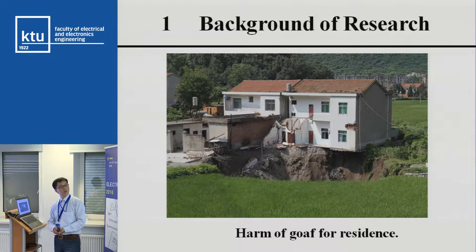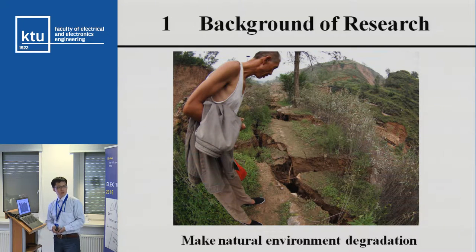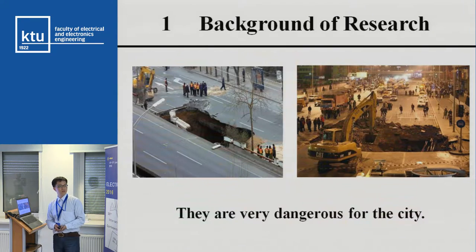So this is for the countryside, and this is the house of a resident. In this case, it's very dangerous for their lives. Sometimes a village located over a coal mine is so dangerous that people cannot live there, so it becomes empty. And also, the Goaf causes natural environment degradation. In this case, the farmer cannot grow plants in the farmland. It's very, very serious for them. So this is in the city. The Goaf is broken, and it happened.